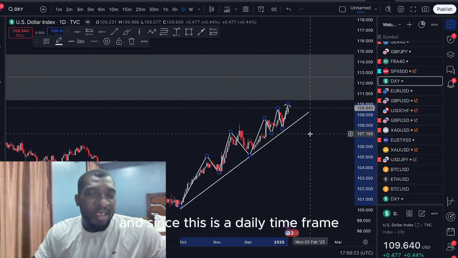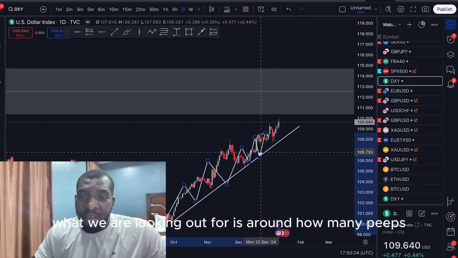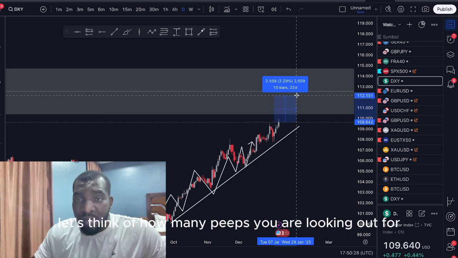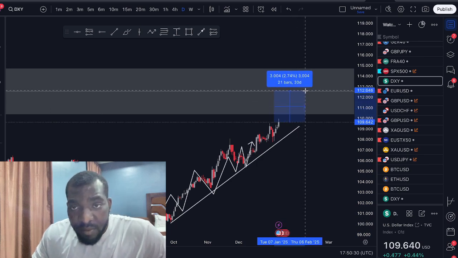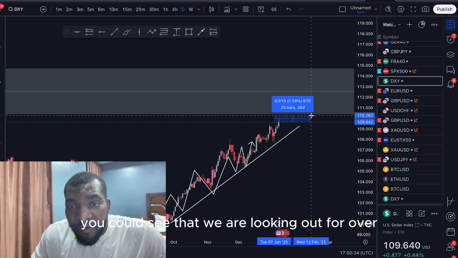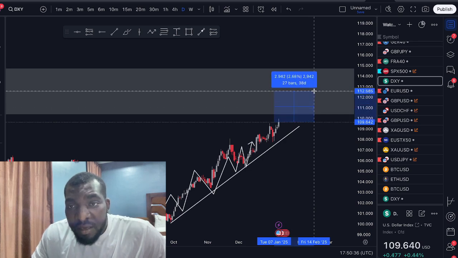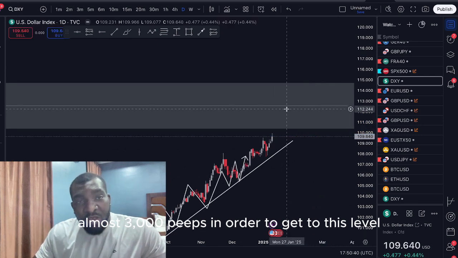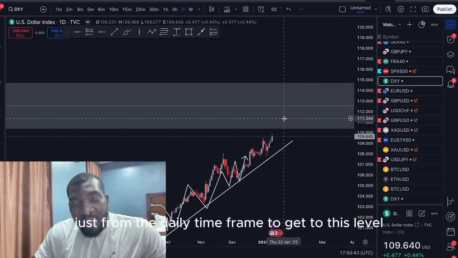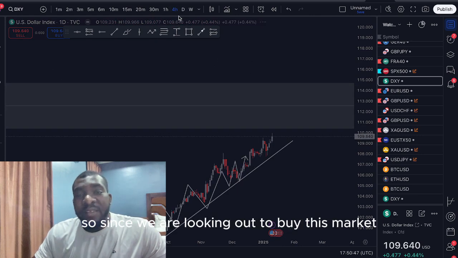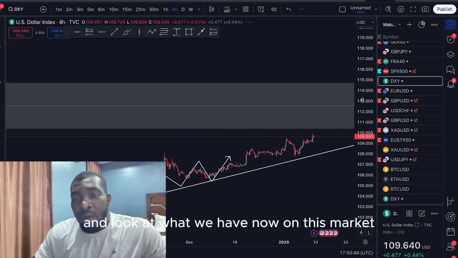And since this is a daily time frame, what we are looking out for is around how many pips? Let's think of how many pips we are looking out for. You can see that we are looking out for almost 3,000 pips just from the daily time frame to get to this level. So since we are looking to buy this market, now we'll go to our 4-hour time frame and look at what we have.